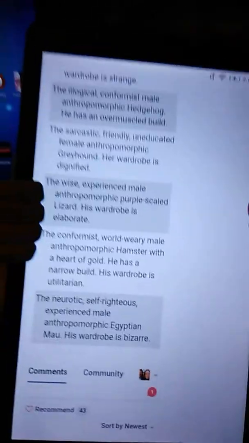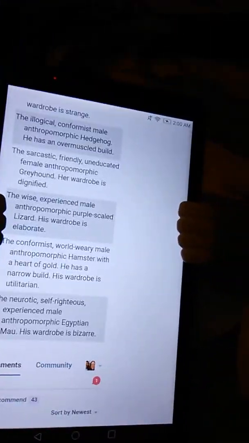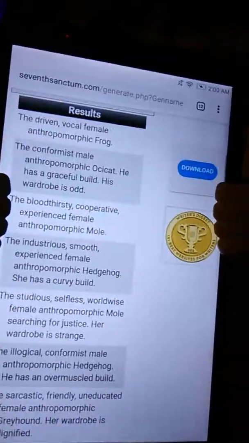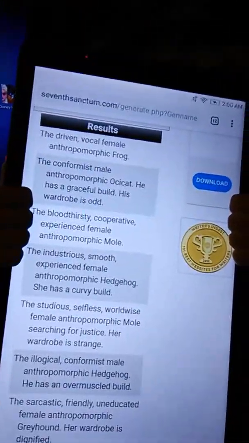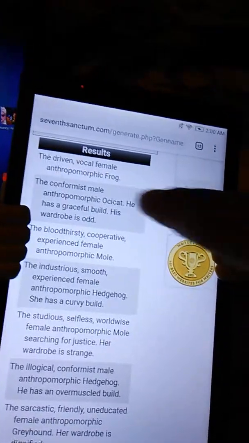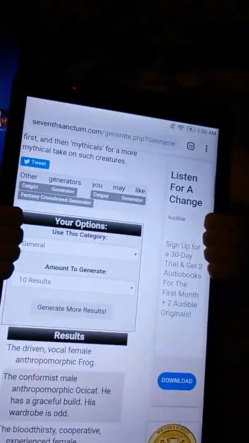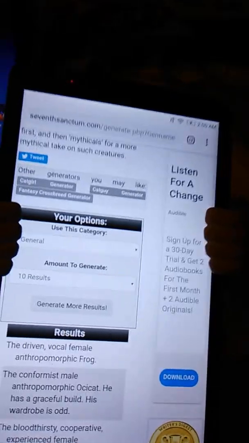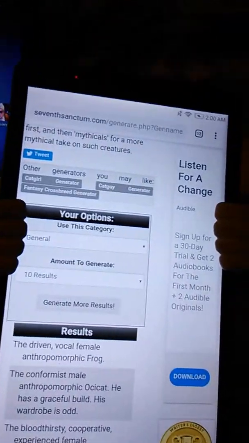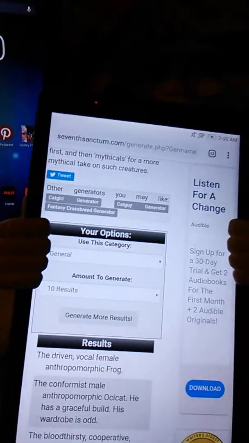and Egyptian Mau. Wow, so we have cats and dogs. Wow, this is going to be difficult, just because of the sheer amount of choices here. But again, this is the Seventh Sanctum generator. And if you are writing a story of this nature, then this is really the way to go. There are lots of sites, though. I saw lots of sites. This just seemed more up my alley.